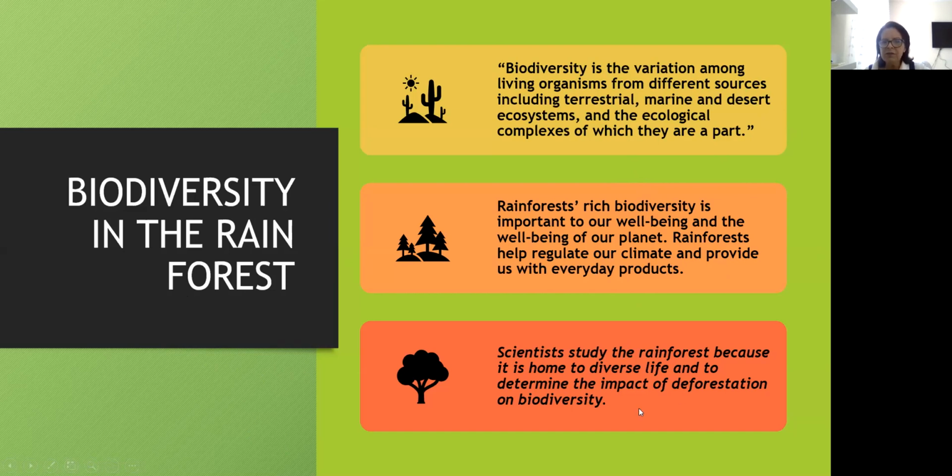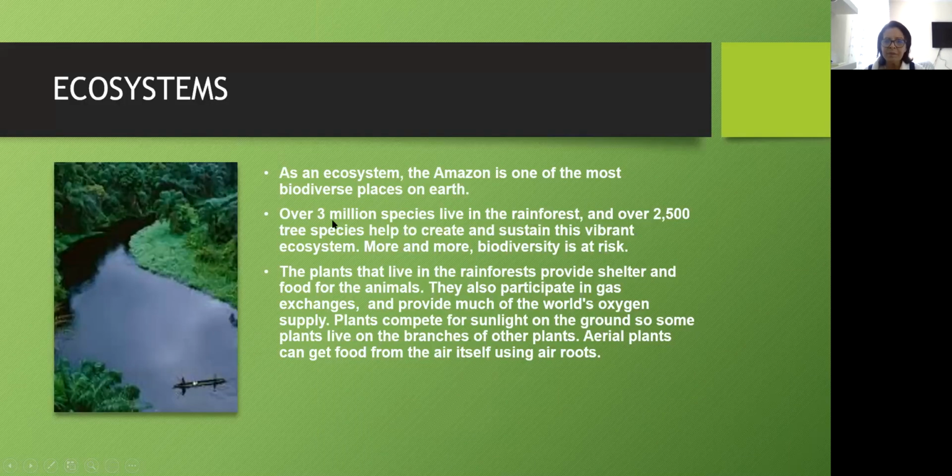Okay, understand the reason why this is happening. Why are we destroying our land? Scientists study the rainforest because it is our home and also a home of diverse life, for any type of animals and plants. The largest ecosystem in the world is the Amazon, where we have all these beautiful plants and animals, and especially different people that also live there.